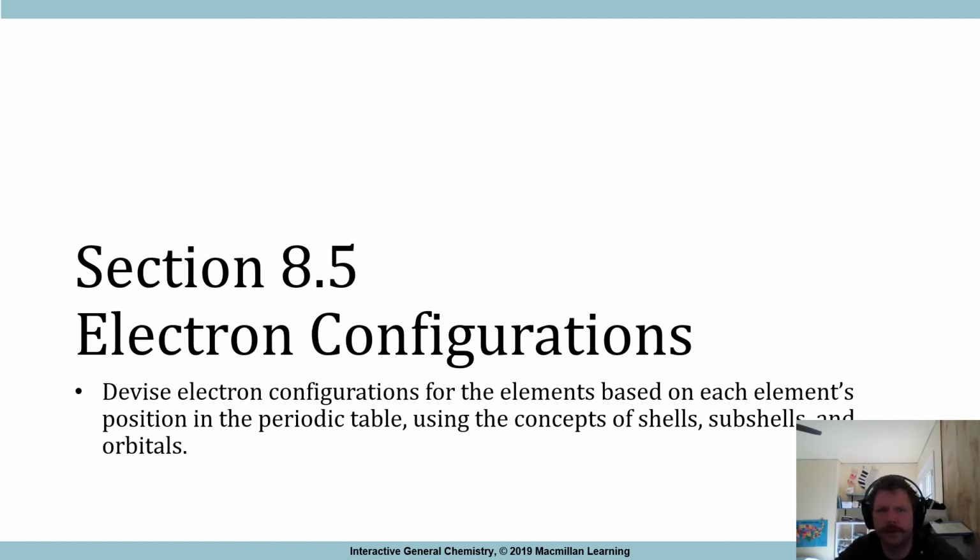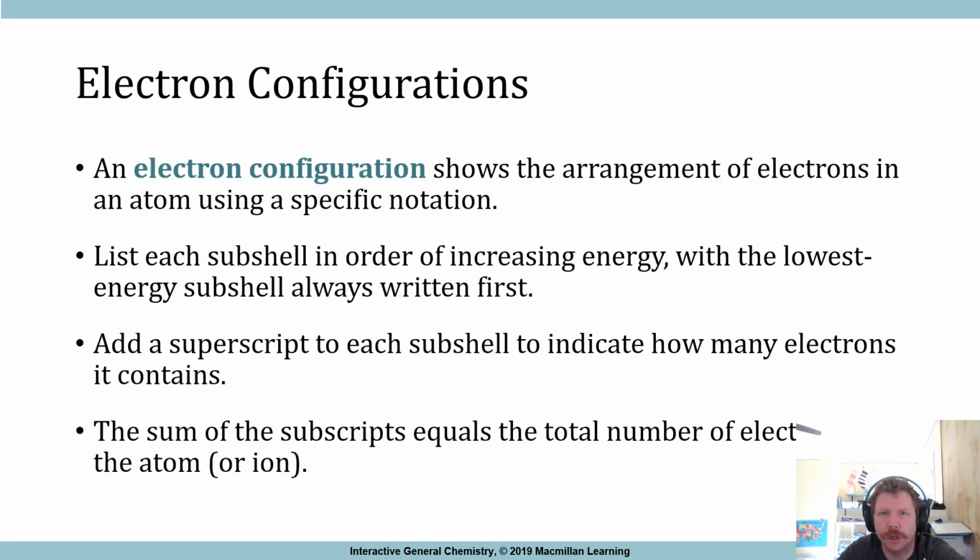All right, electron configurations. This is something where you can use the energy level diagrams that we've already done as a template for completing an electron configuration. Electron configurations show the arrangement of electrons, giving the number of electrons and which orbital they are in. You list each subshell in order of increasing energy, with the lowest energy subshell always written first.